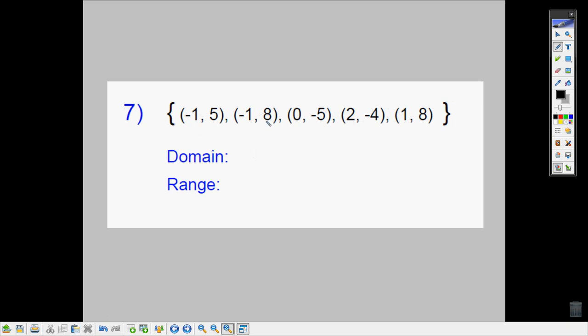Same exact scenario. So all of my x's, all of the first part of the coordinate, will be my domain. So I have -1, not going to repeat -1, 0, 2, and 1. My range will be the list of all of my y's, 5, 8, -5, -4, and again, I'm not going to repeat 8, and that is my range. Okay?